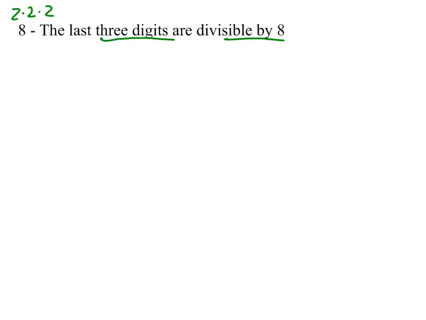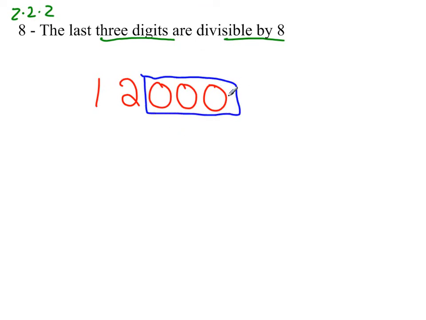We already talked about 8. It said if the last 3 digits are divisible by 8, then the whole number is divisible by 8. My example for this one is pretty nice. If we have something like 12,000, that's divisible by 8. And that's because I made a very nice problem. The last 3 digits here are 0, and 0 is divisible by 8, because 8 times 0 gets us 0.